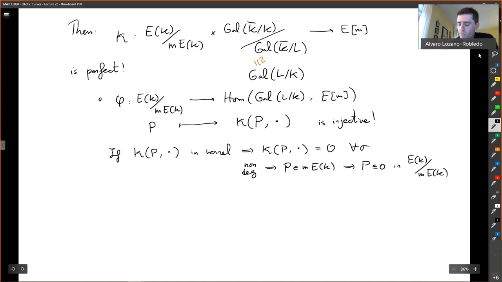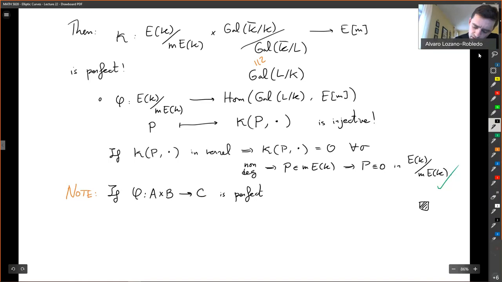So therefore, we get that this is injective, okay? And similarly, the other map is also injective, so it is perfect. Perfect. But note that if phi from A cross B, from abelian groups to an abelian group, is perfect, then A is finite if and only if B is finite.